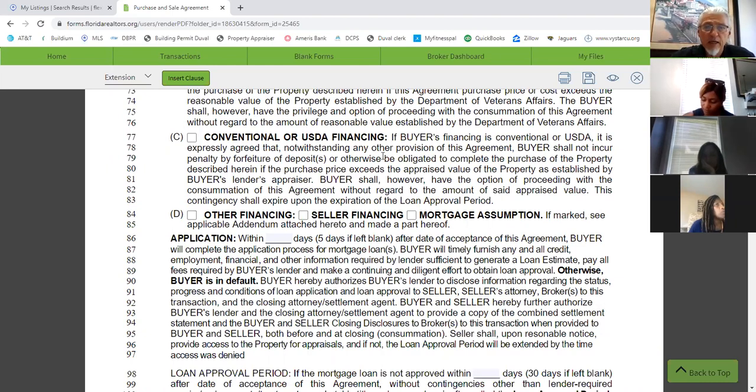Conventional or USDA, we talked about this in class the other day. USDA is conventional financing. The only difference is that it is government backed, and they will finance up to 100% of the purchase price, as long as they will finance up to 100% of the appraisal. It's available in rural areas, unincorporated areas, so you can use it in St. Johns County, Clay County, Nassau County, Baker County, all those other places.